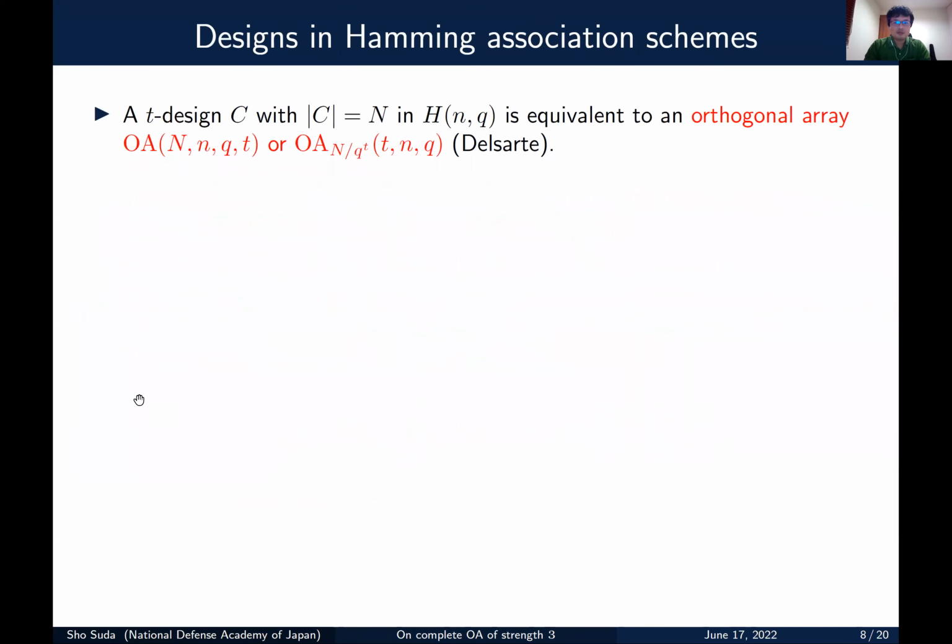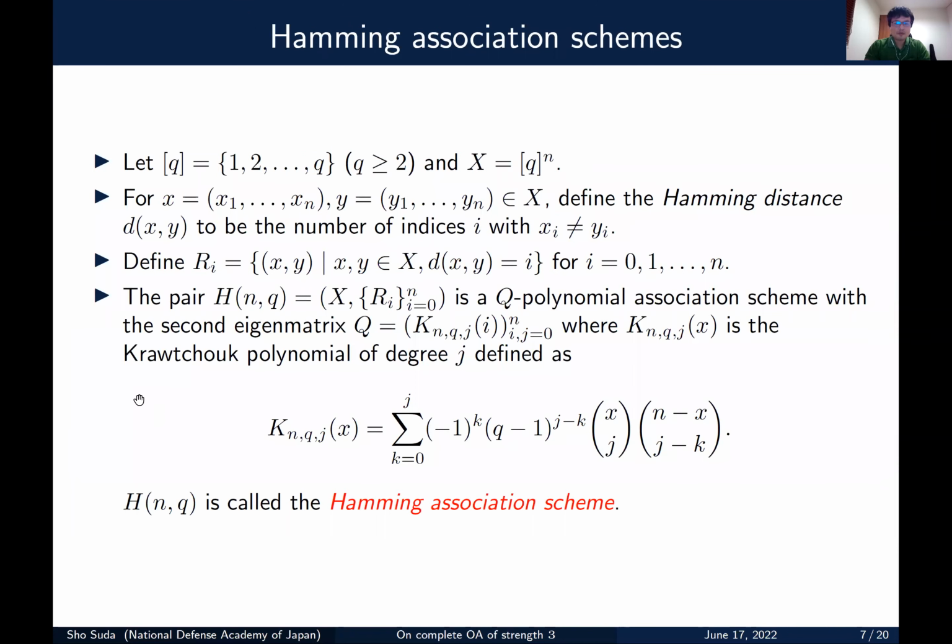So here is the definition of the Hamming association scheme. Its vertex set is the direct product of Q-element sets, and the binary relations on the set X can be determined from the Hamming distance. The Hamming distance is the number of indices i with x_i not equal to y_i for two vectors x and y. The Hamming scheme is the pair of the vertex set X and the binary relations R_i. This is indeed a symmetric association scheme.